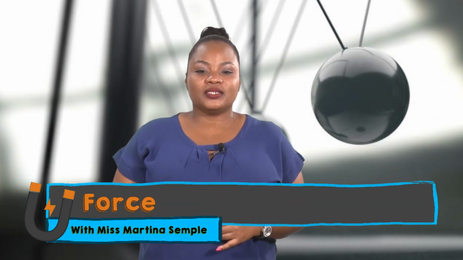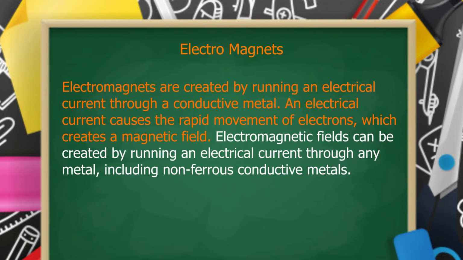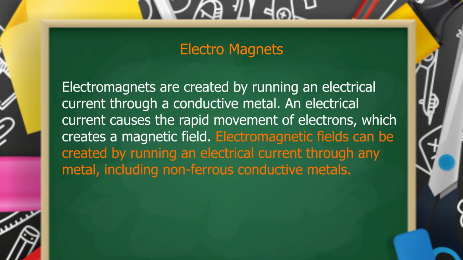Now let us look at electromagnets. Electromagnets are created by running an electrical current through a conductive metal. An electrical current causes the rapid movement of electrons, which creates a magnetic field. Electromagnetic fields can be created by running an electrical current through any metal, including non-ferrous conductive metals.